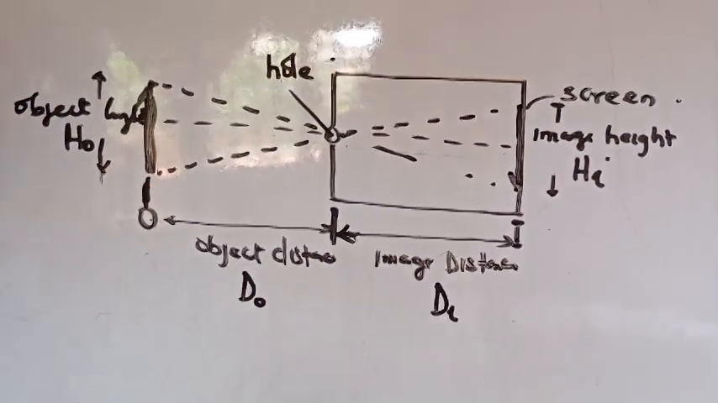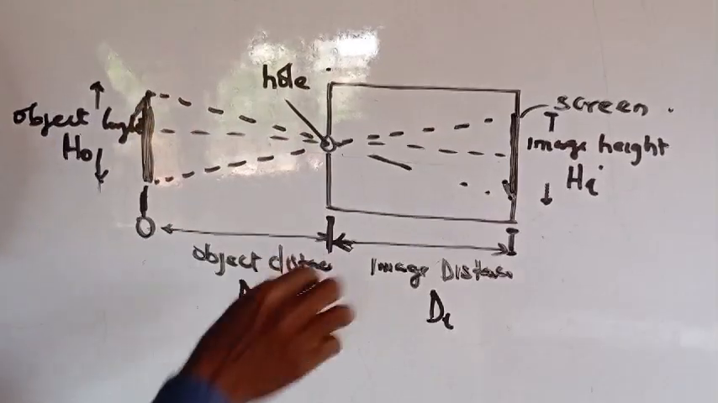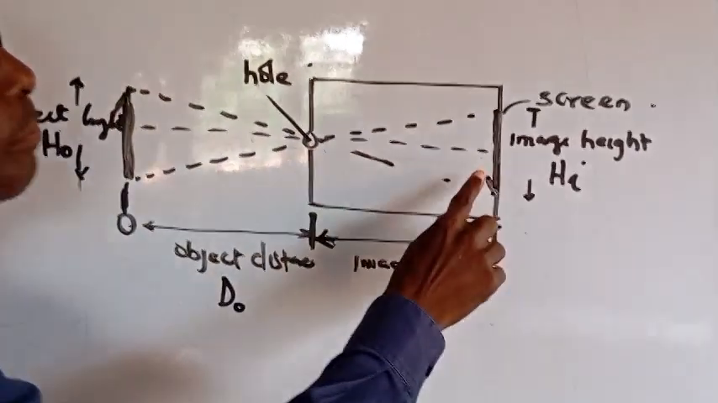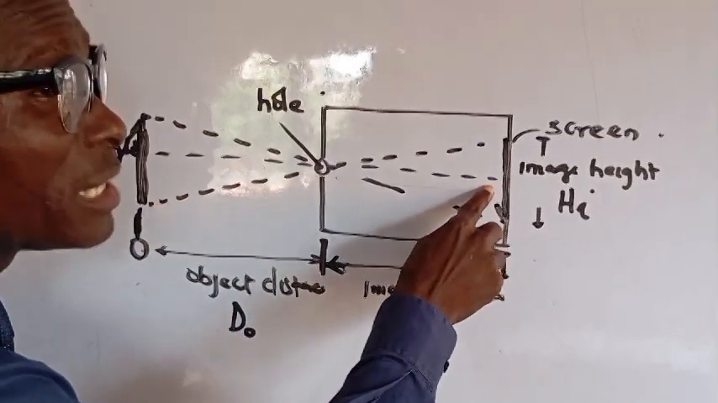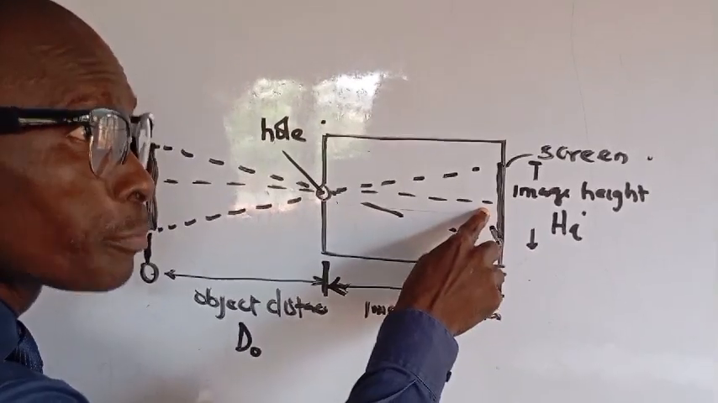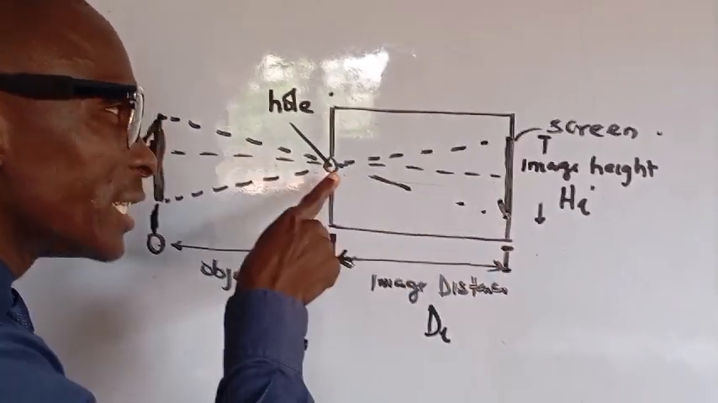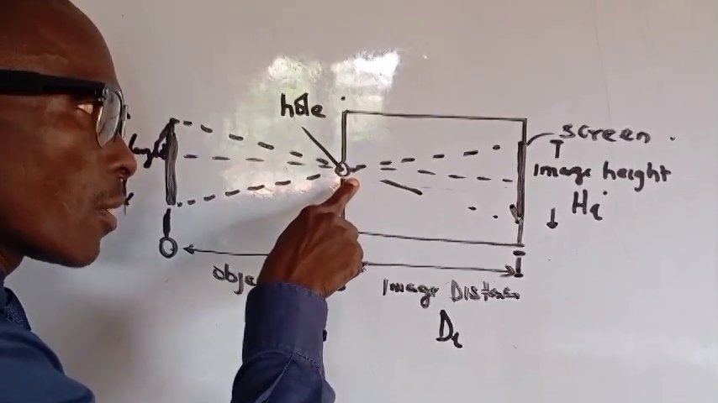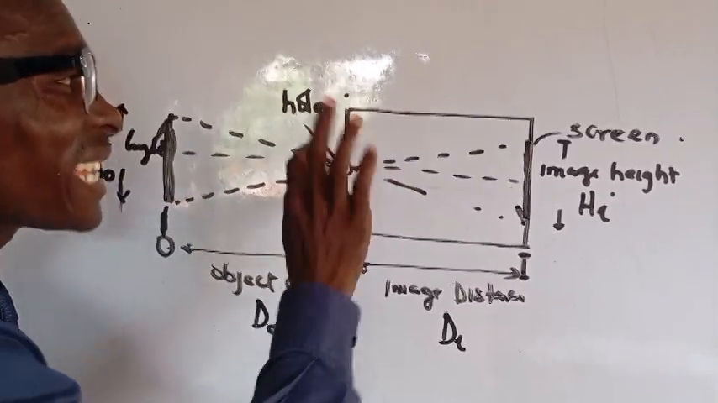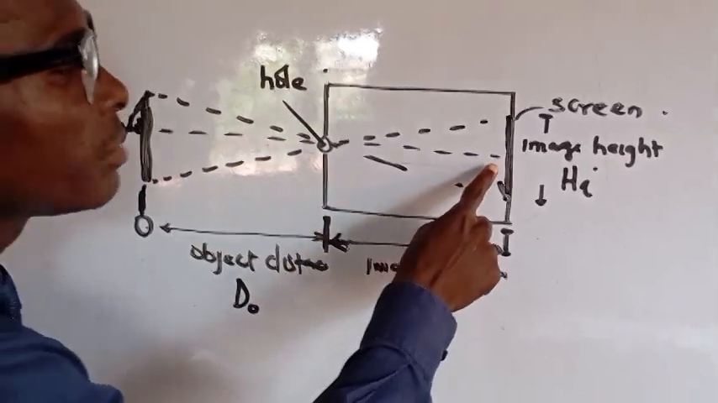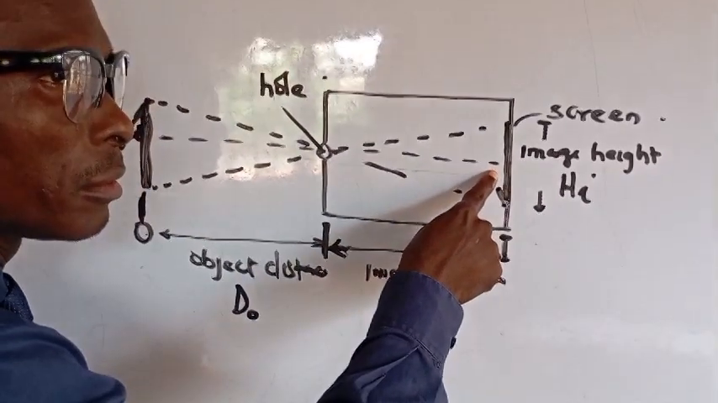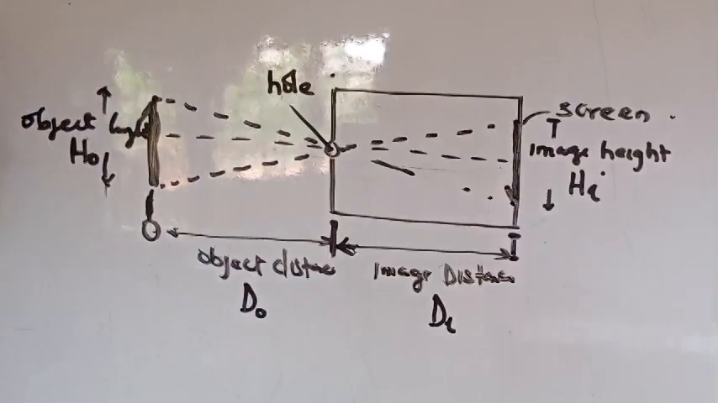So you must know one thing about the pinhole camera. Like I've said, the effect produced by reducing the hole makes what? That time the image becomes sharper. It produces a sharper image when the hole is small. But when the hole is large, the image becomes what? Blurred. Now, take note of this.